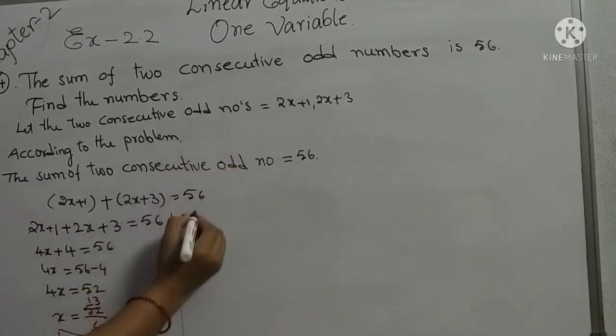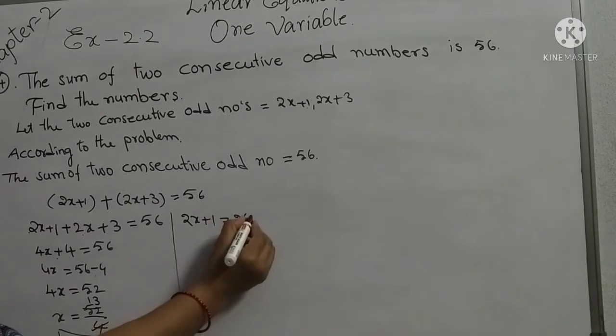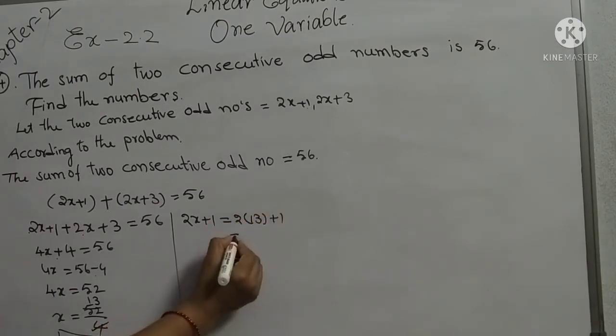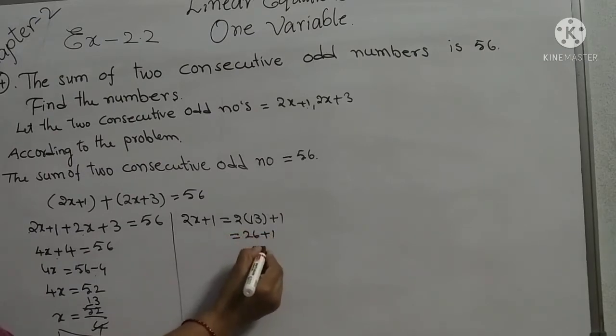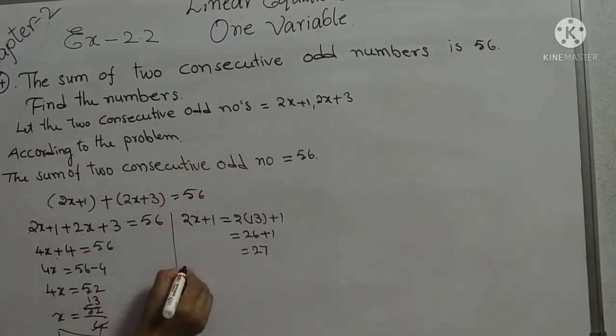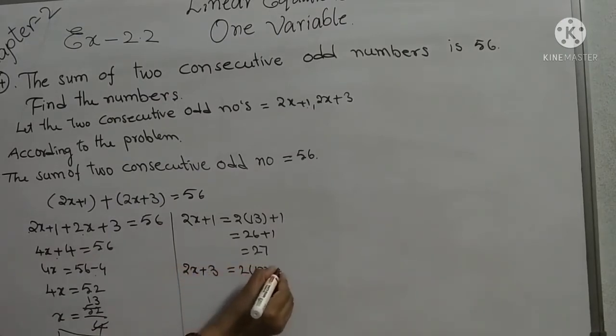So what is the first one? 2x plus 1 is equal to 2 into what is the x? 13. 2 into 13 plus 1. 13 2s are 26 plus 1 is equal to 27. 27 is an odd number or even number? Odd number. Okay. Next 2x plus 3. So substitute the x value. 2 into 13 plus 3. 13 2s are 26 plus 3 is 29. 29 is an even number or odd number? Odd number.